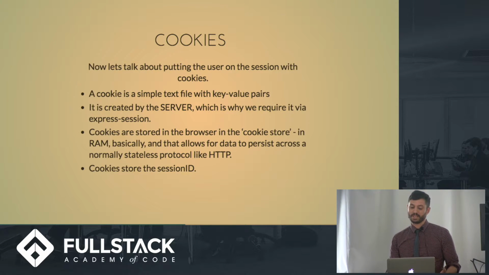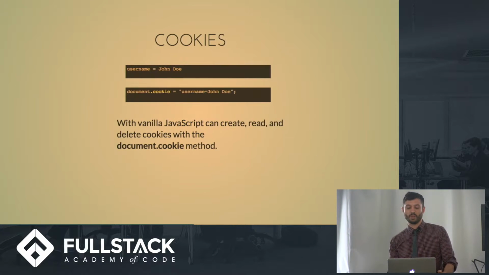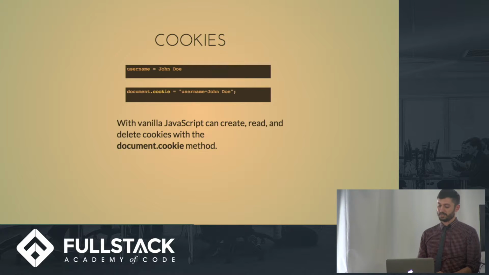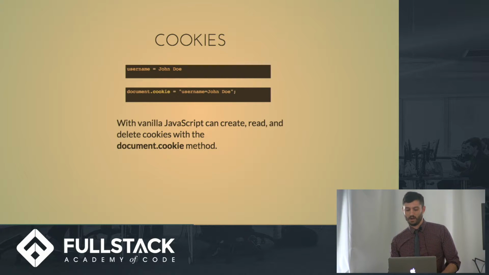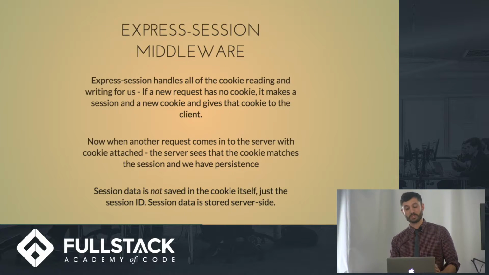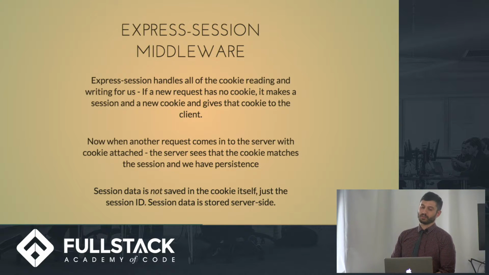A cookie is a simple text file with key value pairs, and is created by the server, which is why we require it via Express Session on the back end. Cookies are stored in the browser, in the cookie store, in RAM basically, and that allows for the data to persist across a normally stateless protocol like HTTP. So the cookie stores a session ID. And this is an example of a cookie, really basic, a username. With vanilla JavaScript, you can create, read, and delete cookies with the document.cookie method, but you probably won't want to use that. So we use Express Session middleware to handle this for us.